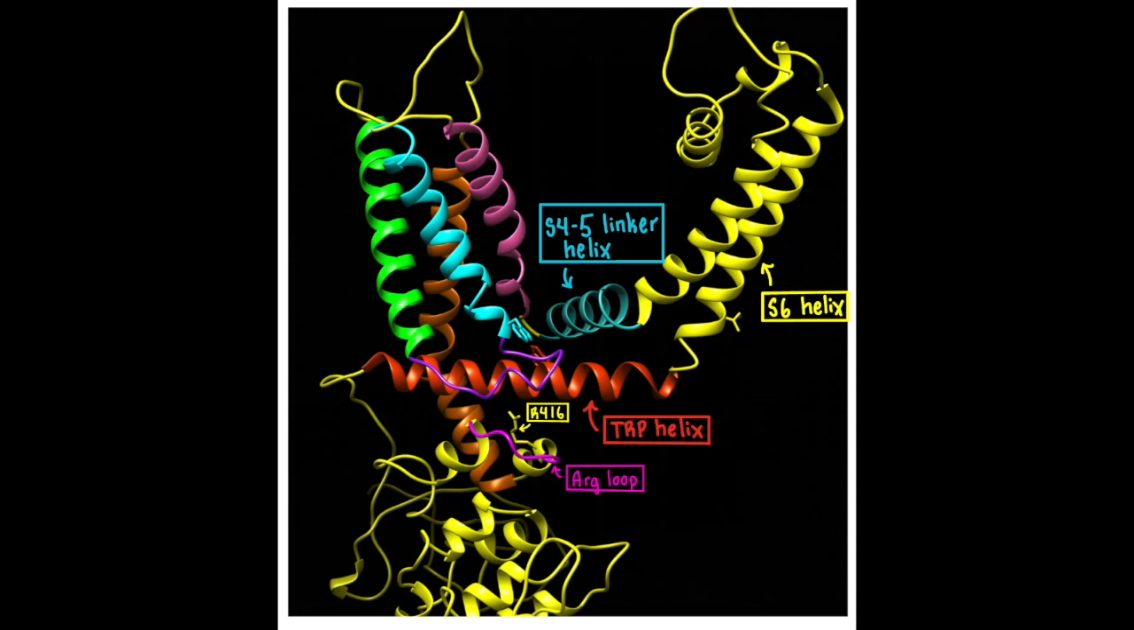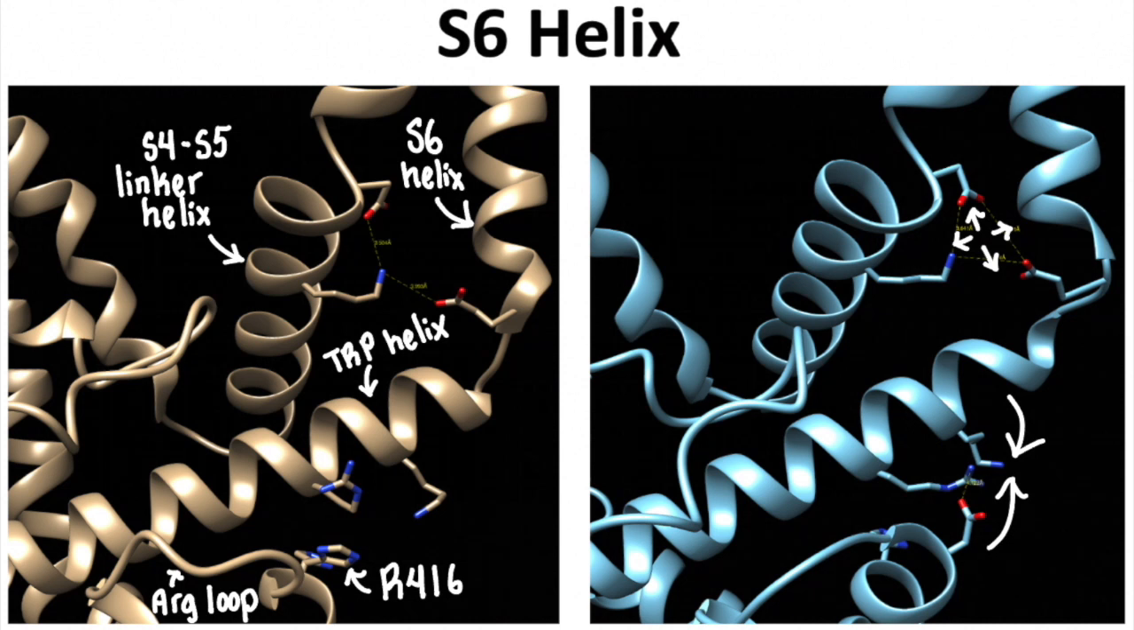Now for the second structural difference, again, some important landmarks are the S4-5 linker helix, the S6 helix, the TRP helix, and then also the arginine loop, which is right adjacent to the site that we mutated, which is arginine 416. So again, the wild type is on the left and the mutated Olmsted variant is on the right. And so we can see in the Olmsted variant that the S4, S5 linker helix, the S6 helix, and the TRP helix are actually pushed away from each other. They're spread further apart. In the diagram, it looks like they're closer to each other on the right, but in fact, when you measure the actual distances, they're further away from each other.